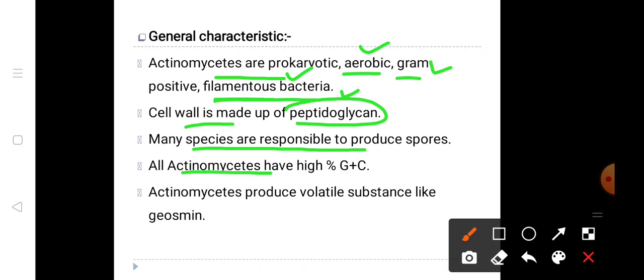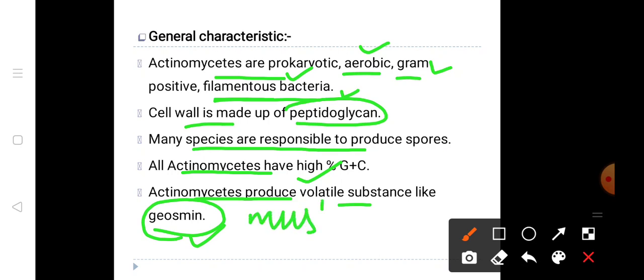All actinomycetes have high G+C content compared to other bacteria. Actinomycetes produce a volatile substance called geosmin. Geosmin is a musty or earthy smell.